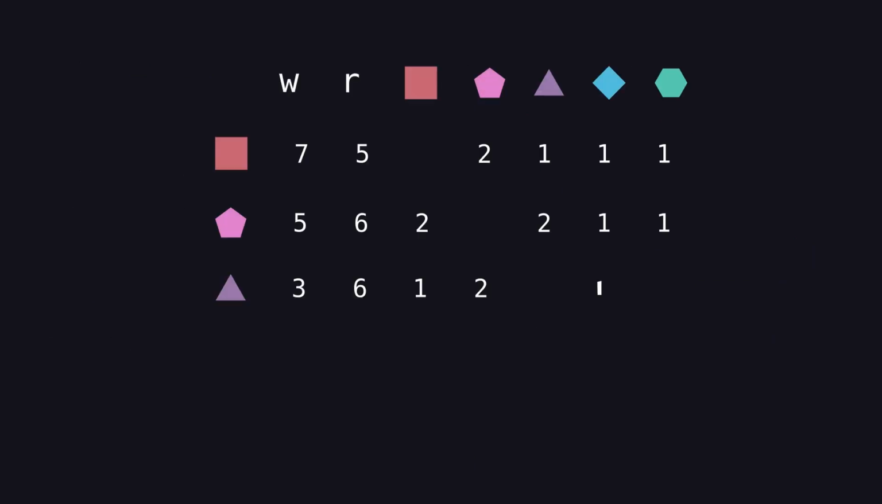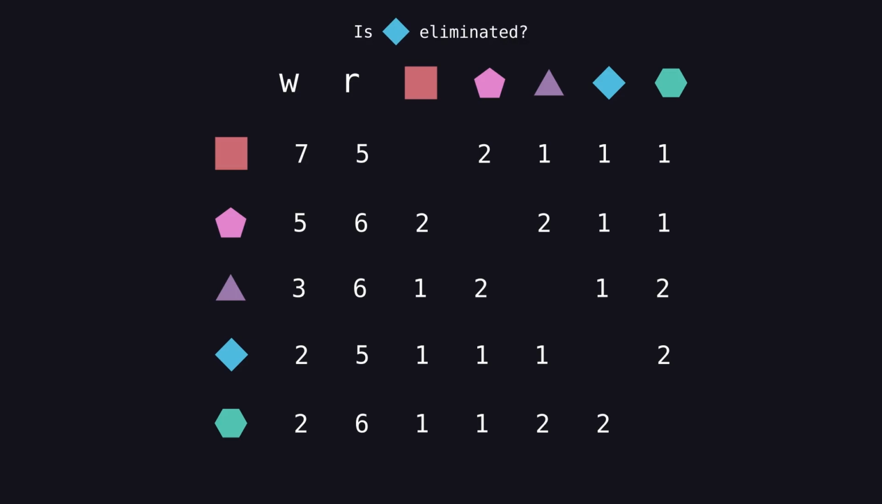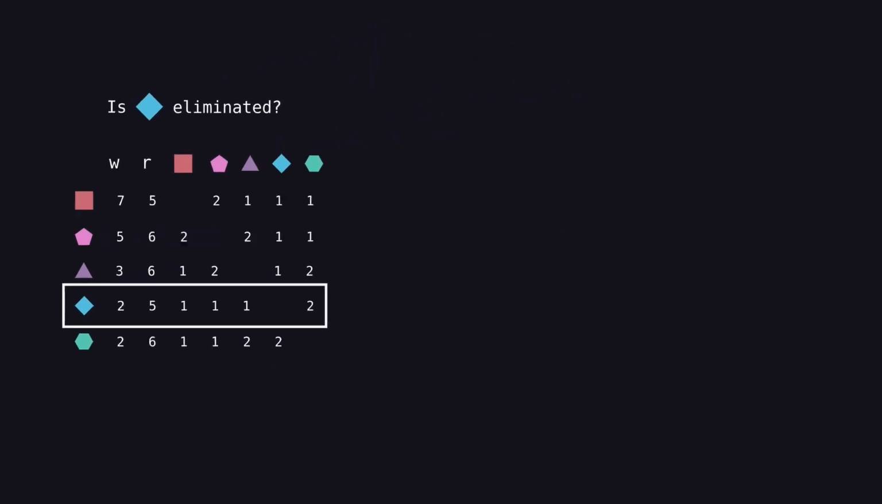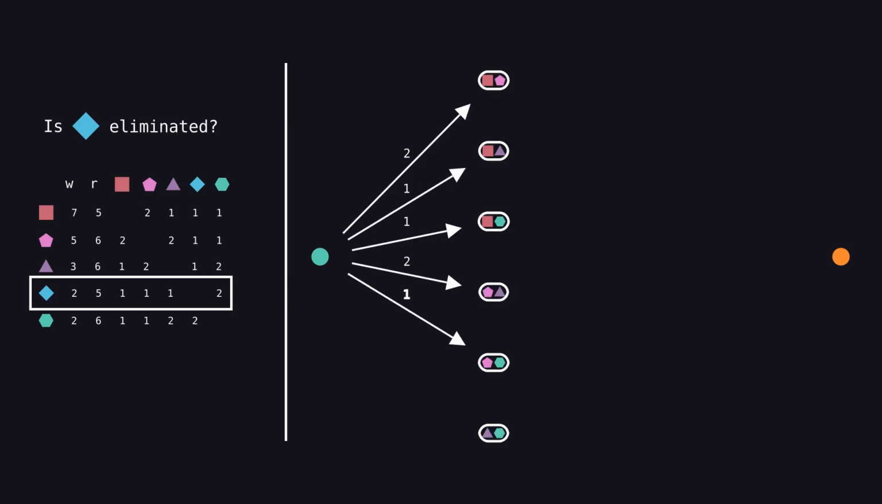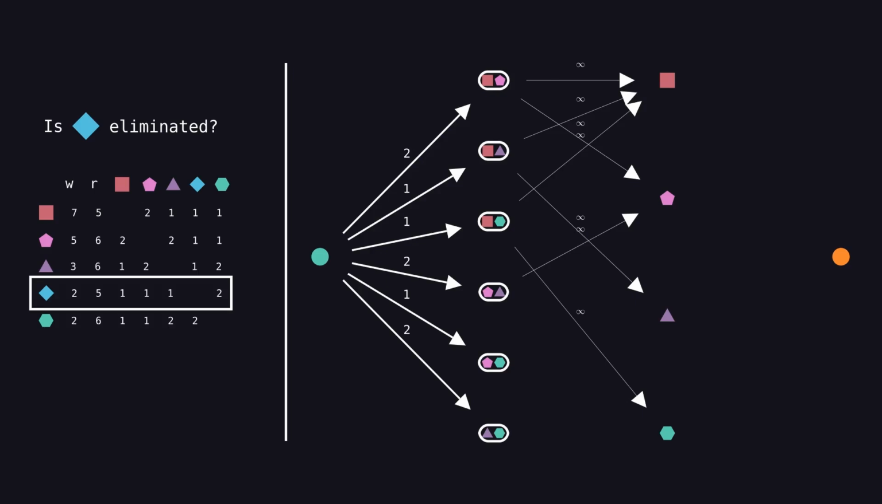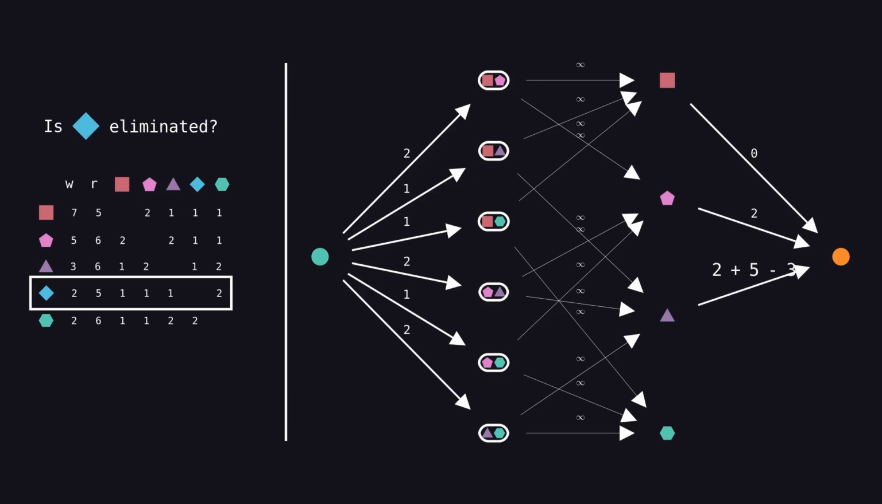Let's look at an example where the team is not eliminated. We are checking Diamond again. Set up the network. The source is connected to the game vertices with the number of games remaining between 2 teams. These are connected to the team vertices representing the winners of these games, and these team vertices are connected to the sink where the flow is capped at the maximum number of wins they can get to not eliminate the team we are checking.